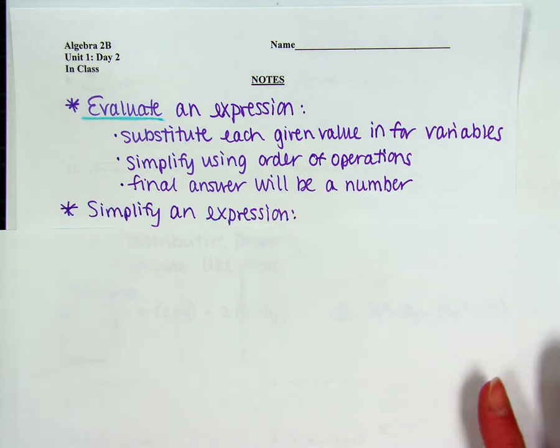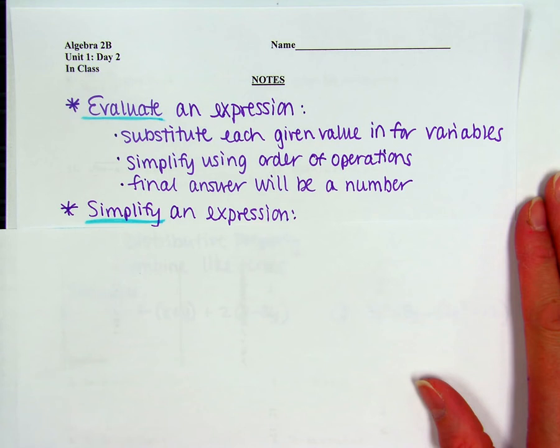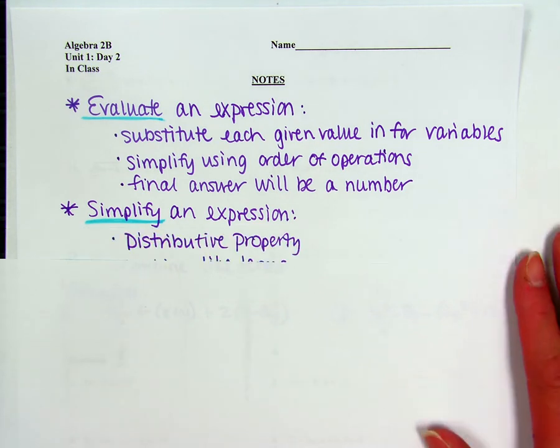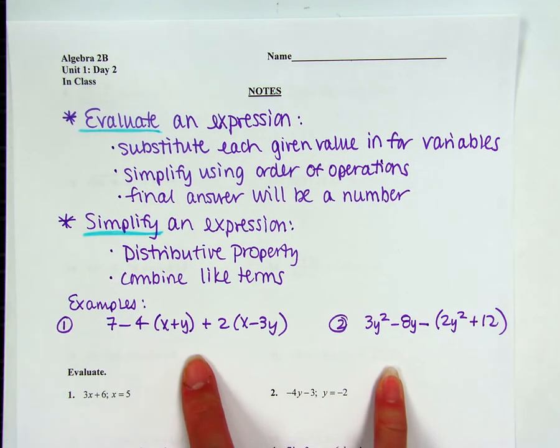When you simplify an expression, that typically will end up having a variable in it as the final answer. Not always. It could still just have a constant, but typically it'll have variables still in it. So usually you use distributive property or you combine like terms. Okay, so we're going to do two examples of simplify.